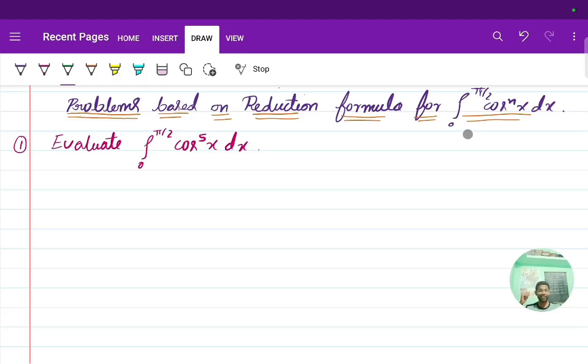Let's start today's lecture, which is about the problems based on the reduction formula for integration over 0 to pi by 2 cos power nx dx. In the previous lecture, I explained the evaluation of integration over 0 to pi by 2 cos power nx dx. Based on that, in this lecture we are going to solve some problems. Let us start.